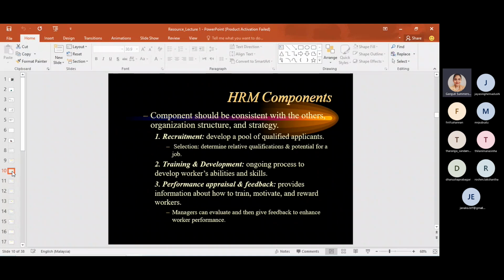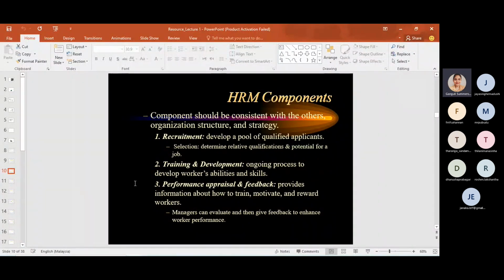We are going to select just 2 or 3, 10 or 15 or 20 people from those people who applied for the job. So basically we are selecting people. We go through their CVs, we check their qualifications, we check their prior working experience, and we check their soft skills, and then we select people. So selection is about selecting people based on their qualifications and potential for a job.